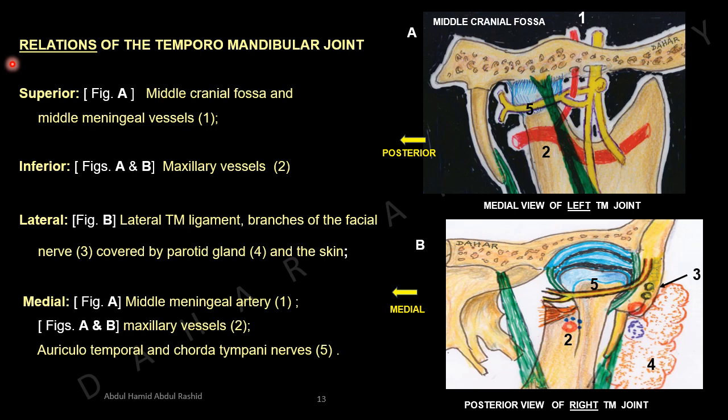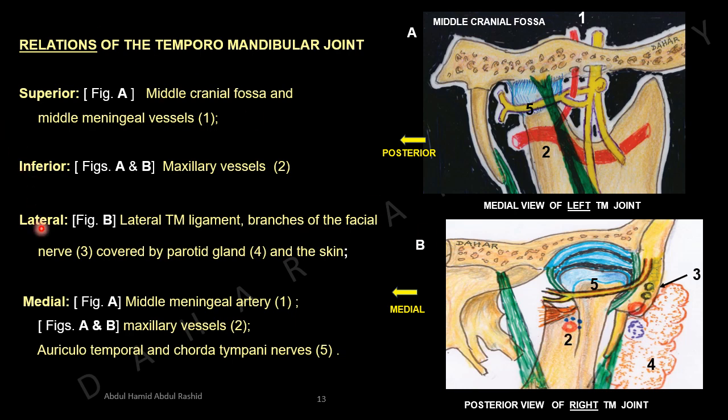So now we are going to talk about the superior relations of the temporomandibular joint. Look at diagram A. Above the temporomandibular joint is the middle cranial fossa, and you will see the middle meningeal artery above the temporomandibular joint. Inferior relation, in both figure A and figure B: below the joint are the maxillary blood vessels, number 2. Same thing below the joint, maxillary blood vessels, number 2.